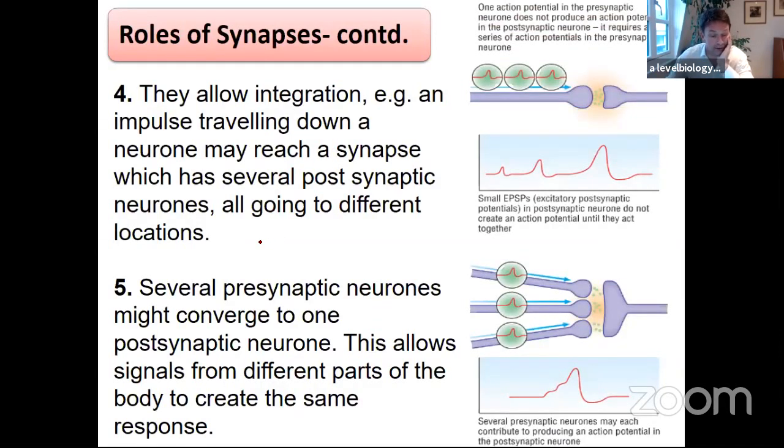Integration: you can have an impulse traveling down one neuron and then that goes out to many postsynaptic neurons, and they can have convergence where lots come together and then one leaves. So that means that signals from lots of parts of the body can be integrated to create one postsynaptic action potential.